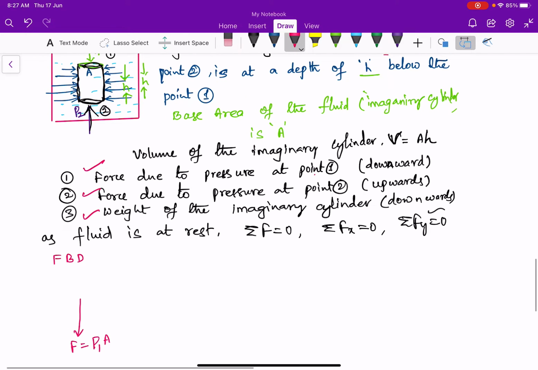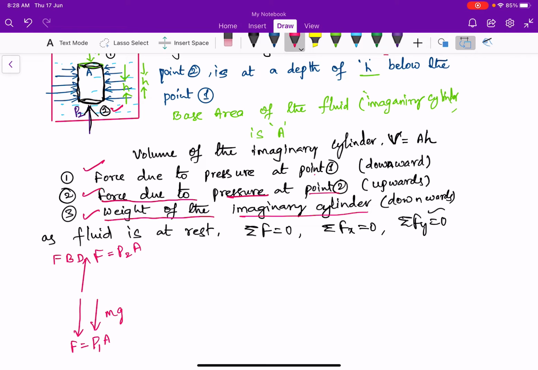Second one is the force due to pressure at point 2, which is an upward force. So this force is equal to P2A, upward. And one more force is the weight of the imaginary cylinder. Weight is nothing but mg. Three forces are pointing here: F2, F1 and mg.